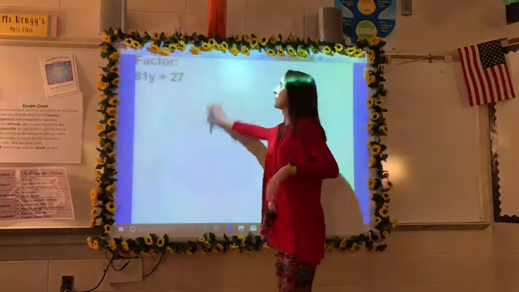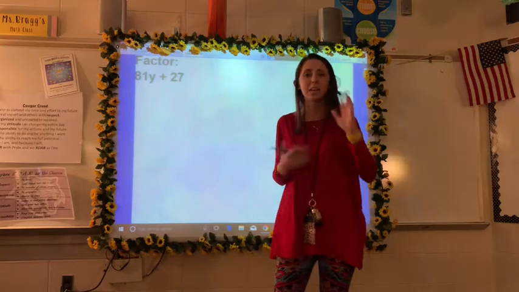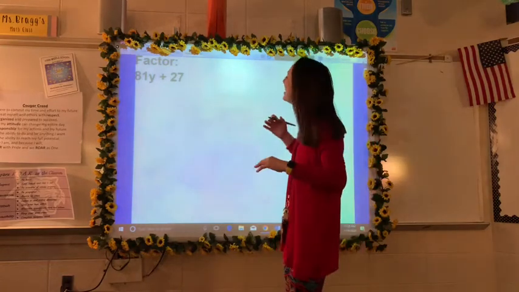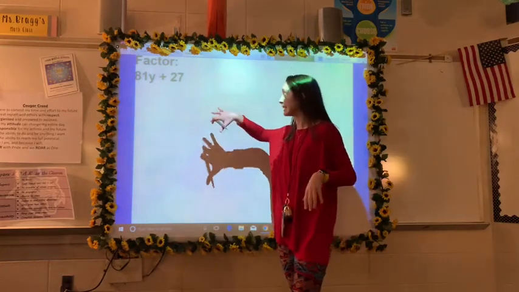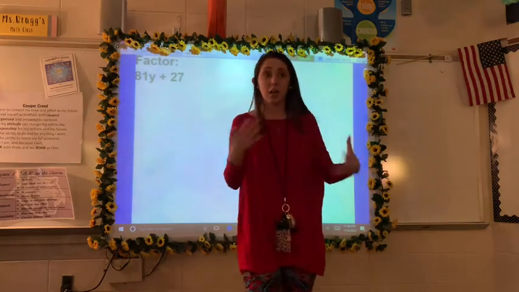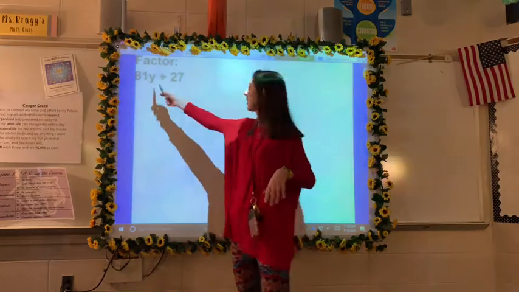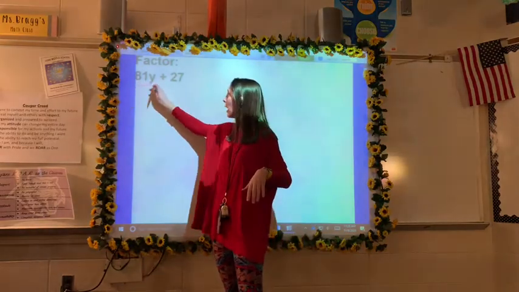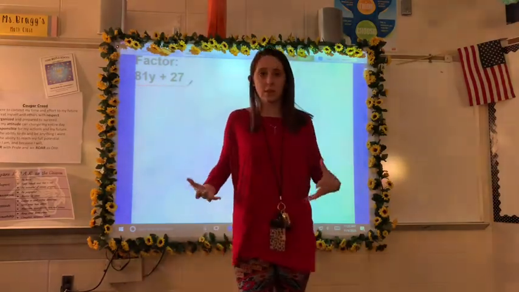Let's go ahead and look at our second example. So we have 81y plus 27. So a couple differences in this one is we have a different variable. This time we have a y instead of an x, but it works the same way, okay?